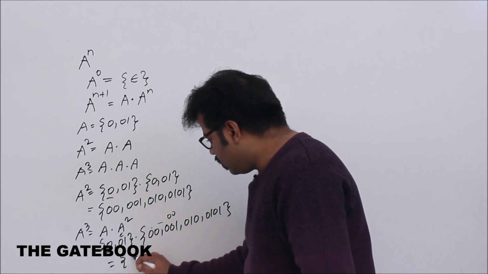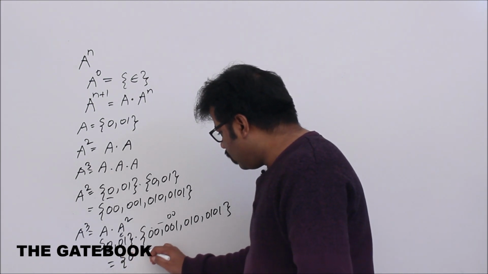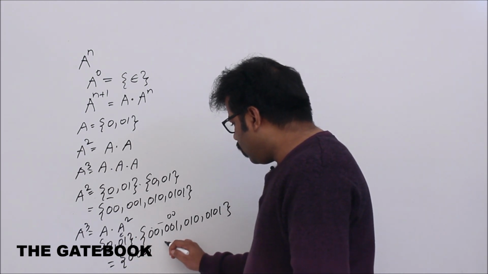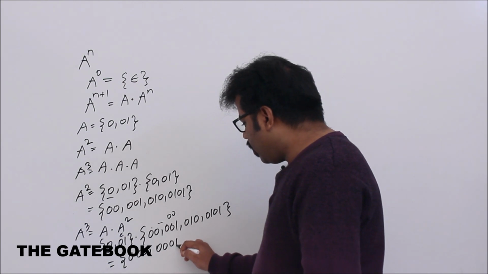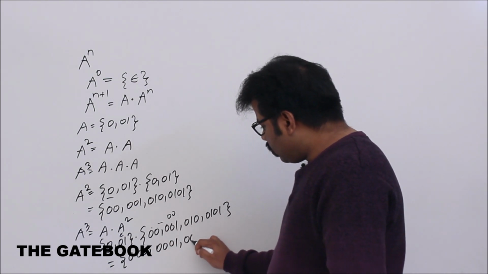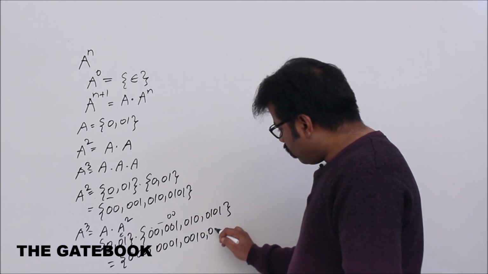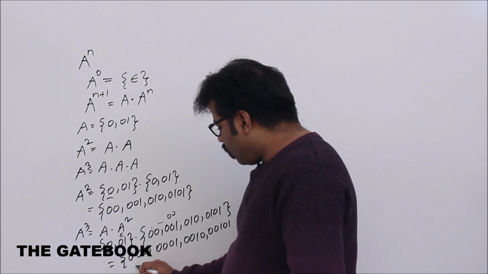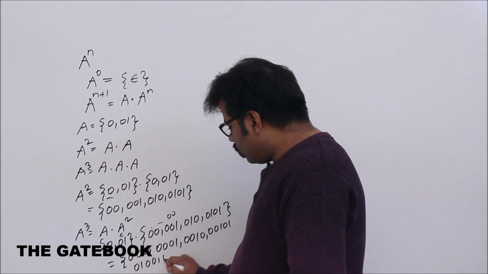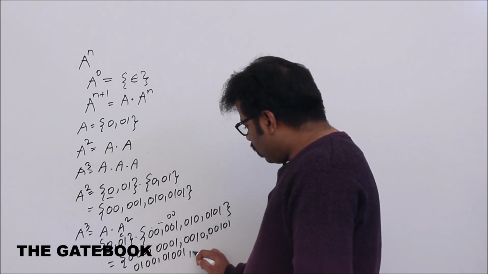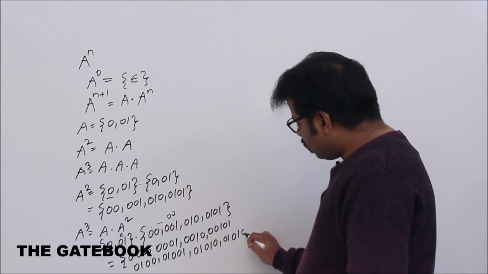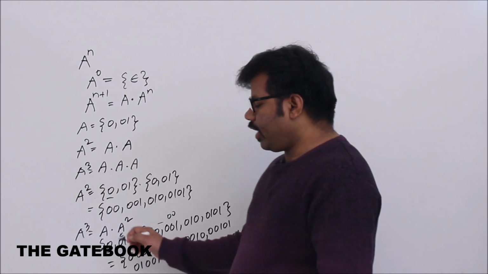Let us see what they are. 0 dot 00, 0 dot 001, 0 dot 0101, and then 01 dot the same four strings. So this is about a cube.